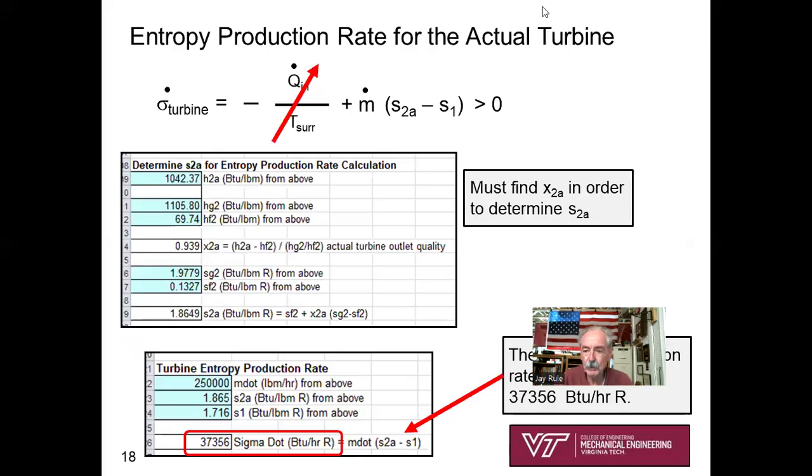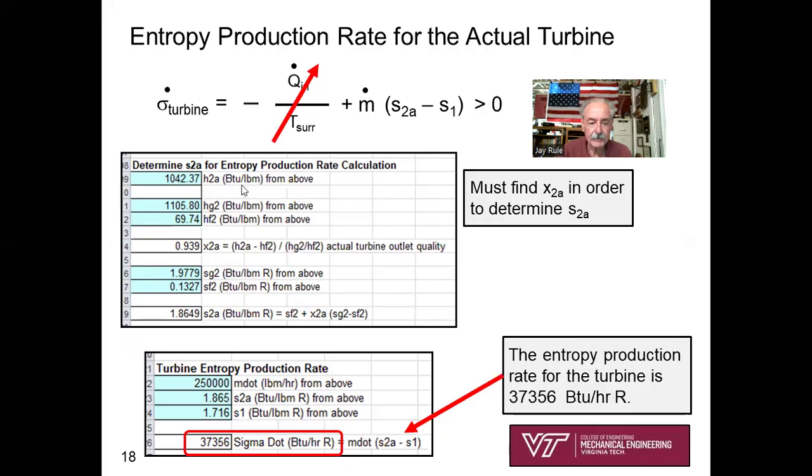Okay, the actual turbine. Let's work on the actual turbine first. So sigma dot for the turbine is minus Q dot over T. The turbine is fully insulated, so I'm going to lose that term. One inlet, one outlet, so I've got m dot times S leaving the turbine minus S entering the turbine. That's going to be greater than 0. So let's go through the numbers, and sure enough, let's see.